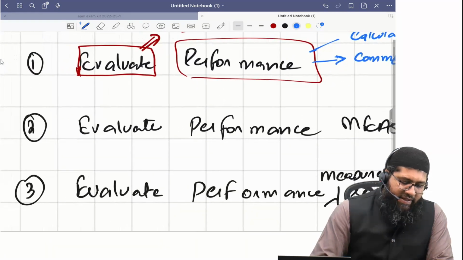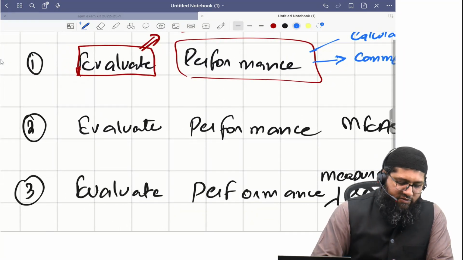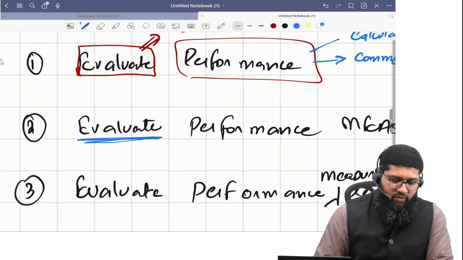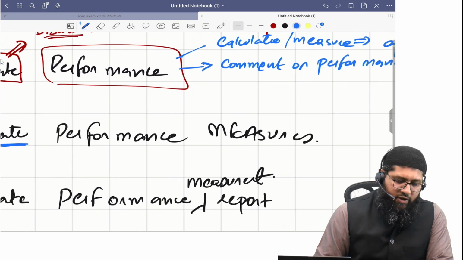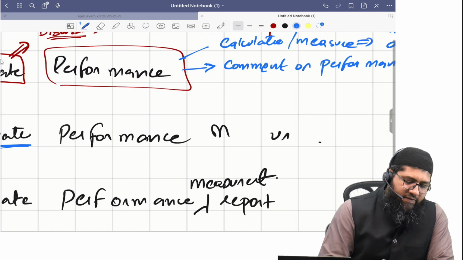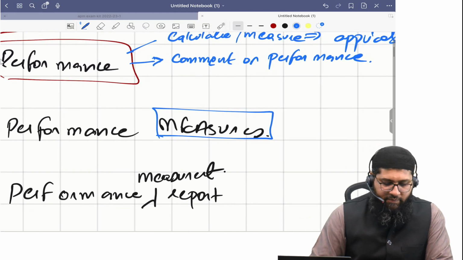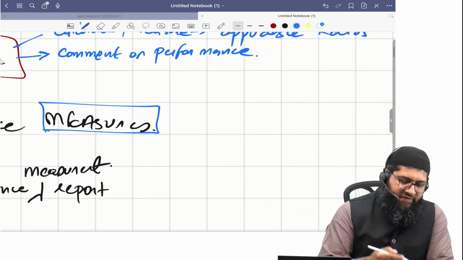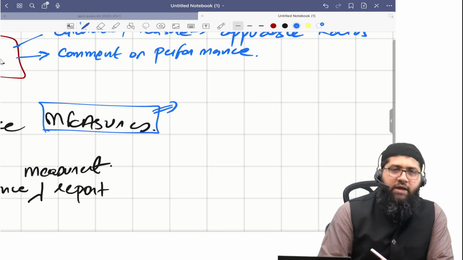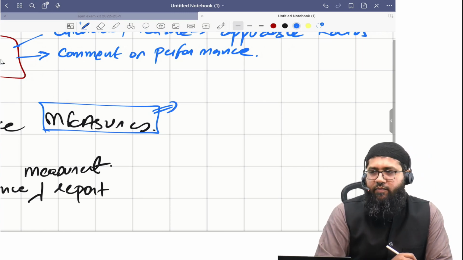The second requirement says evaluate the performance measures. We already know the word evaluation. Now it says evaluate the performance measures. I repeat, it says evaluate the performance measures. Now, what exactly do you mean by evaluation of performance measures? Let's try to understand this and see through it.